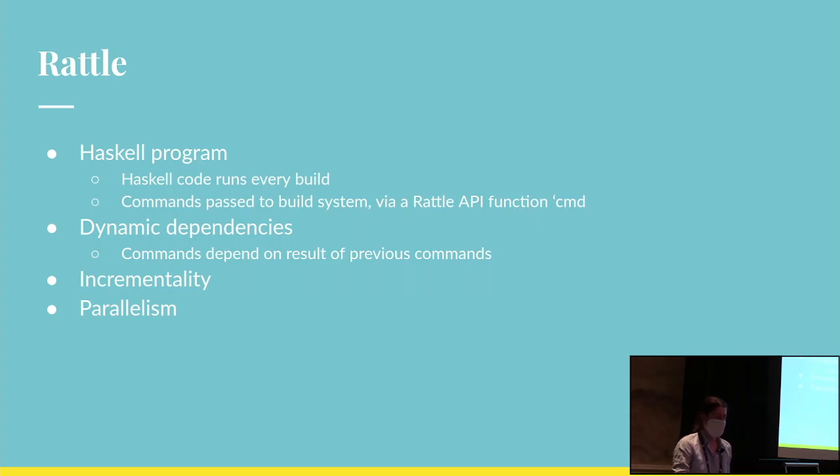And so Rattle supports dynamic dependencies, meaning that future commands can depend on the results of previous commands. Rattle also supports incrementality and parallelism, even though you don't have to specify any dependencies. And it does this by tracing the commands and recording the files that they read and wrote to.